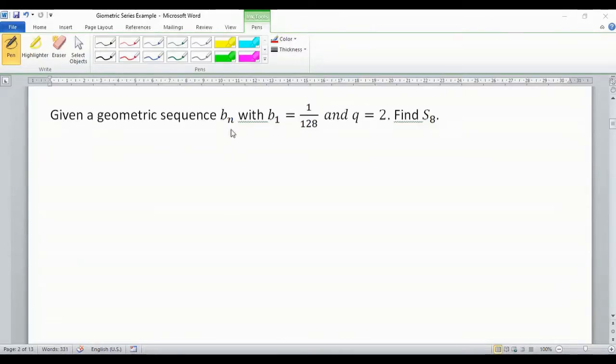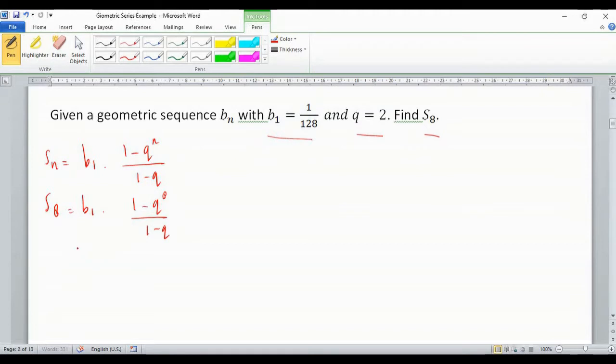Given a geometric sequence Bn with the first term 1 over 120x and the ratio k, find Sx. Okay, we know from the theorem that Sn equals the first term times 1 minus k to the power n over 1 minus k, right? Because they are asking about x, we need to change the n to x. So Sx equals B1 times 1 minus k to the power x over 1 minus k.